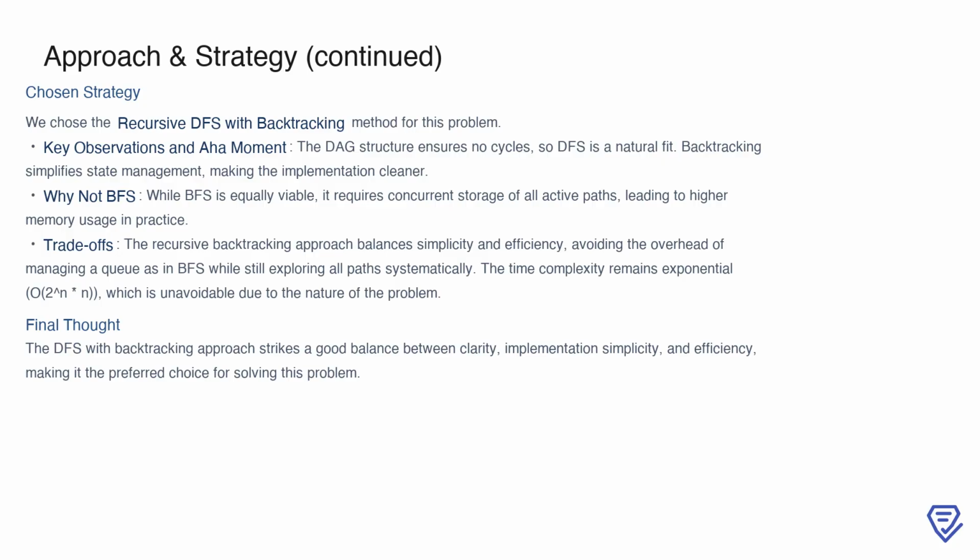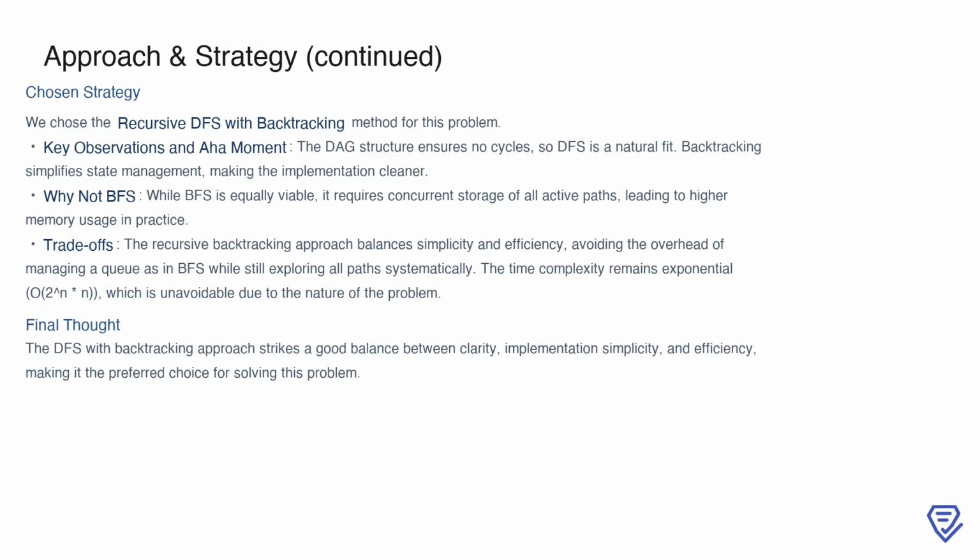For this problem, we chose the recursive DFS with backtracking approach. The key insight here is that the directed acyclic graph guarantees no cycles, making DFS a natural choice for exploring paths. Incorporating backtracking simplifies the management of the current path state, ensuring that each recursive call operates cleanly and independently. While BFS is a valid alternative, it involves managing a queue to store all active paths, which can lead to higher memory consumption in practice.